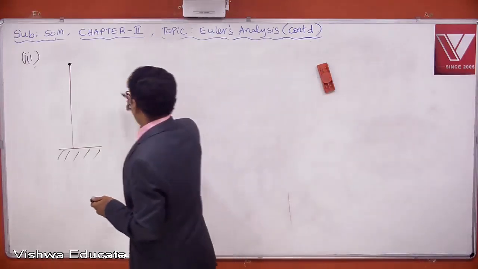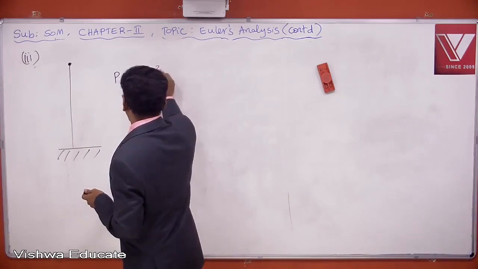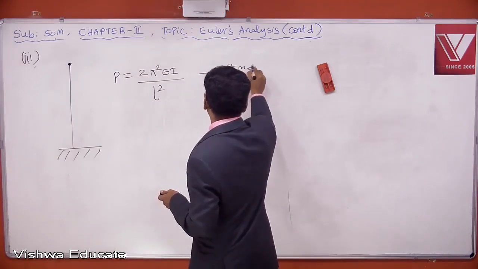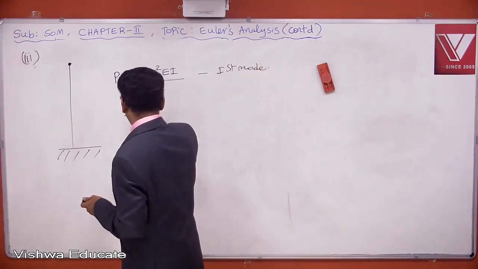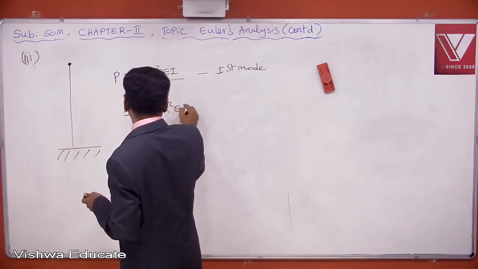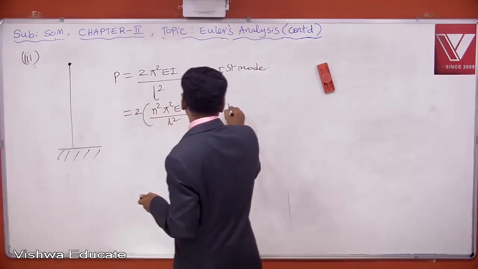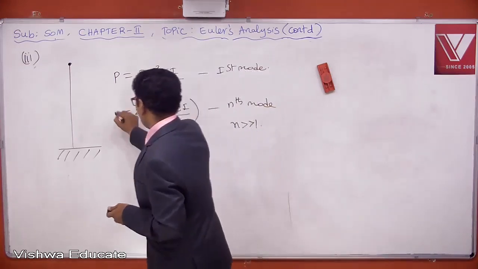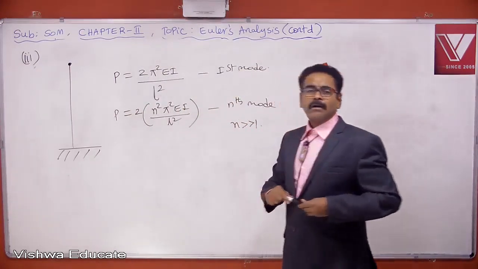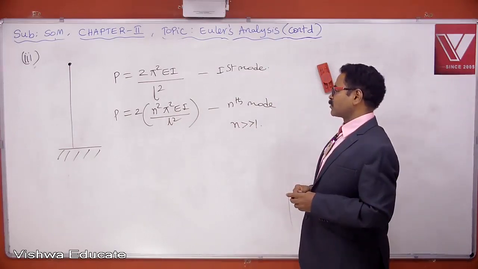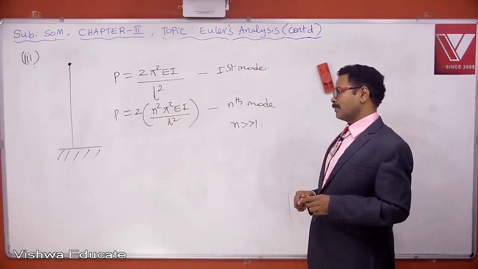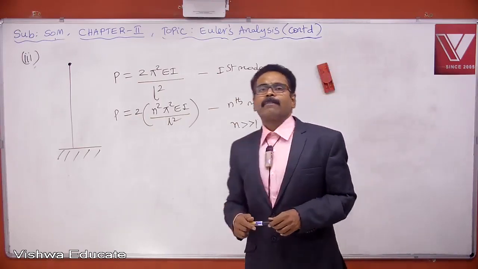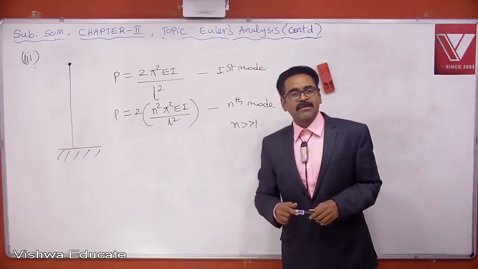The critical load of this column is 2 pi square EI by L square in the first mode, and it is equal to 2 into N square pi square EI by L square in the nth mode. Here N is very much bigger than 1. So copy these two. Euler's critical load of this column in the first mode is 2 pi square EI by L square. Euler's critical load of the same column in the nth mode is 2 N square pi square EI by L square. So please copy.